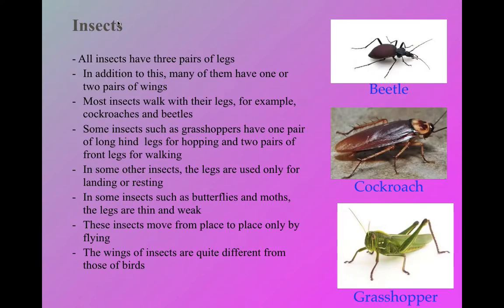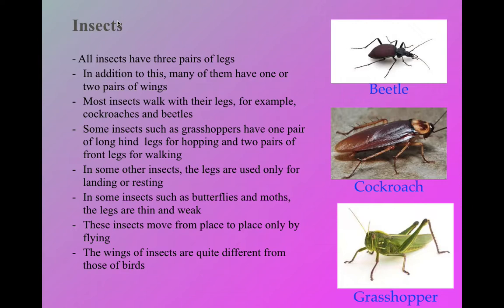Let's see the case of insects. All insects have three pairs of legs. In addition to this, many of them have one or two pairs of wings. Most insects walk with their legs, for example, cockroaches and beetles. Some insects, such as grasshoppers, have one pair of long hind limbs for hopping and two pairs of front legs for walking. In some other insects, the legs are used only for landing or resting.